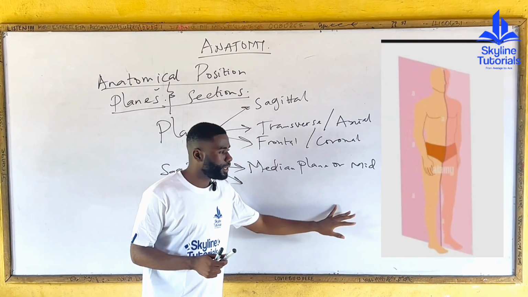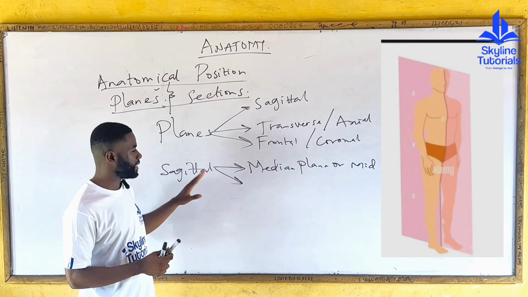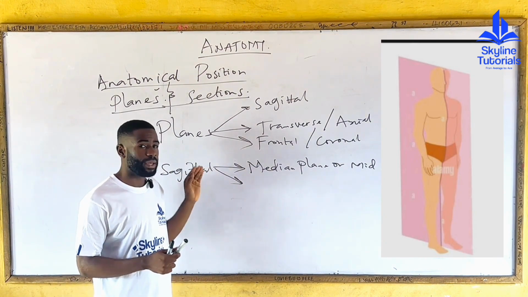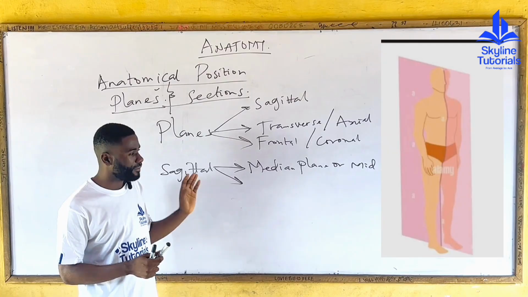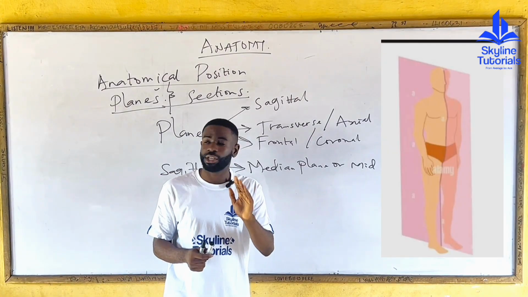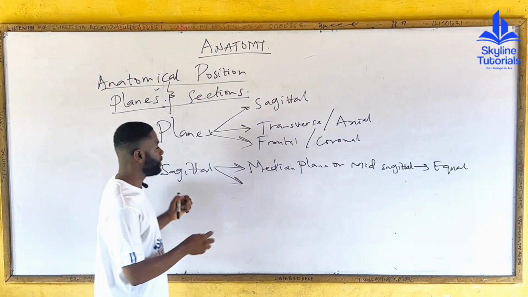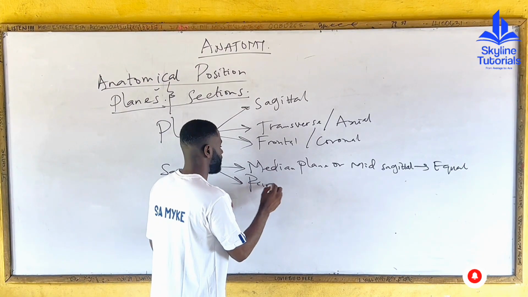There's an image displayed on your screen that exemplifies a median sagittal plane or a mid-sagittal plane. It divides the body into two equal left and right parts. The next we have is parasagittal.